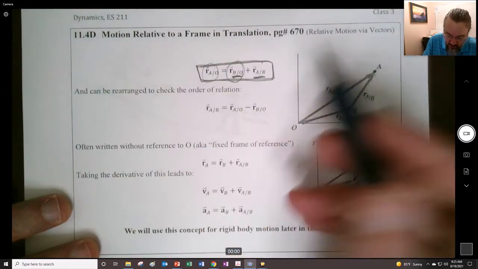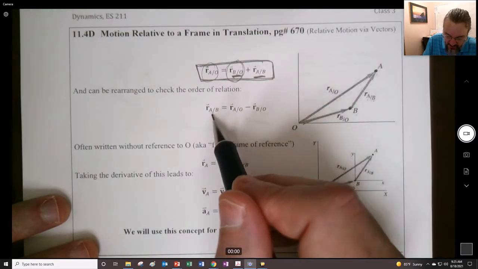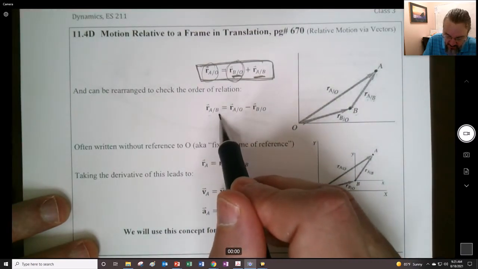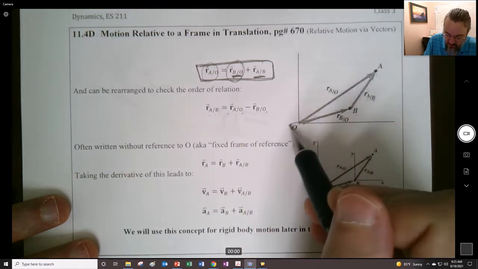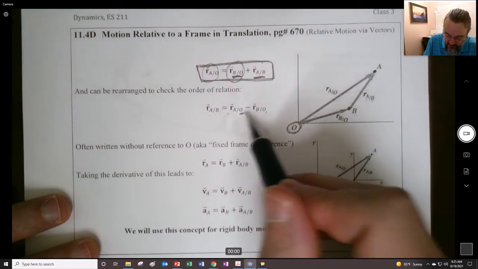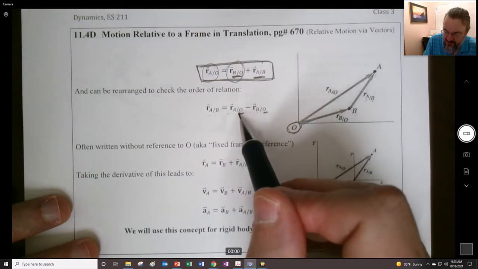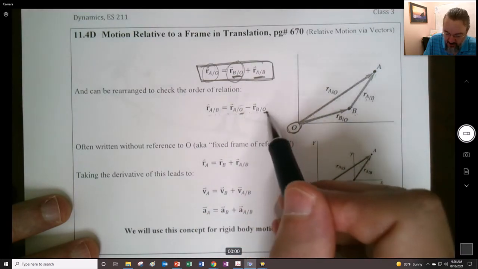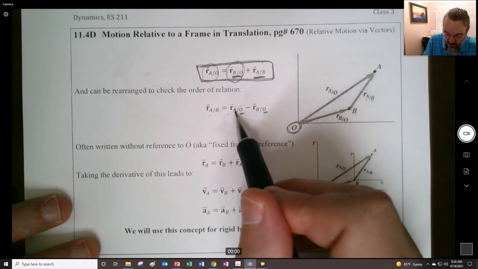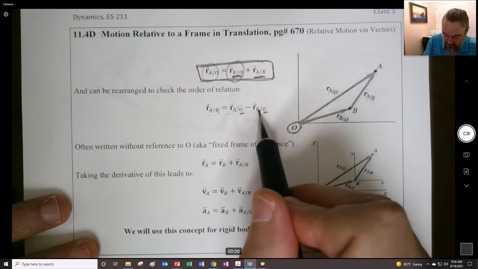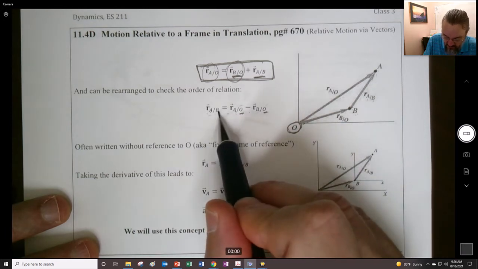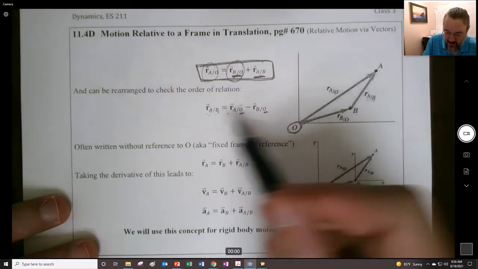We could also rearrange this, which makes it a little easier. We see that A with respect to B is equal to A with respect to O minus B with respect to O, right? So we're using O as the reference in both of those. We had to have those things true so we could subtract that out, and when we subtracted it out, that gives A with respect to B. That's the big idea, and something to keep track of.